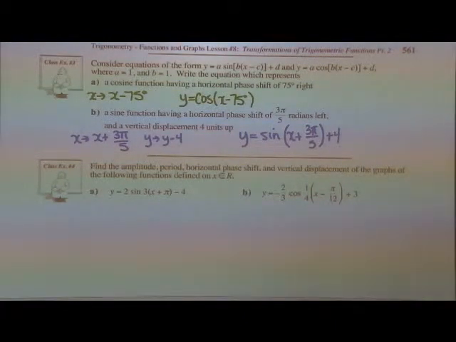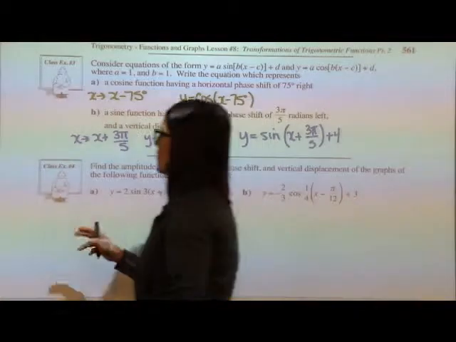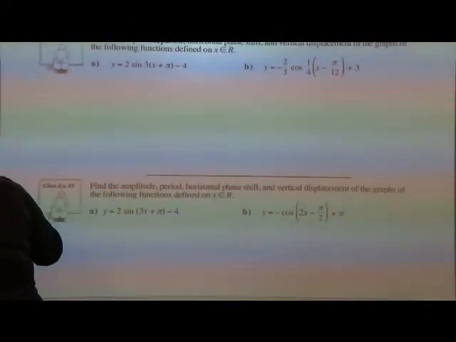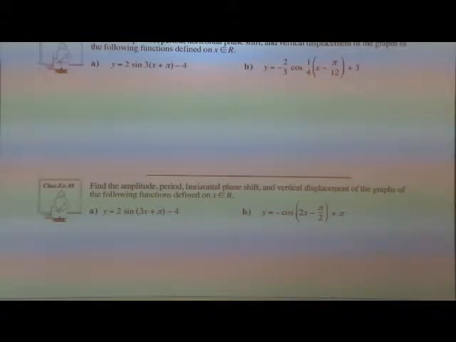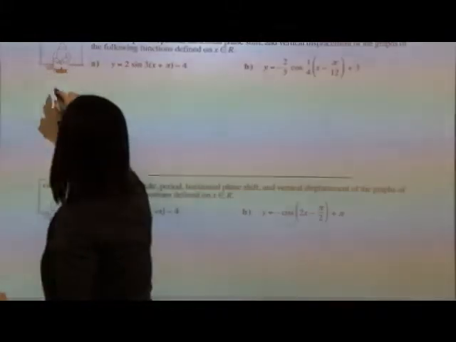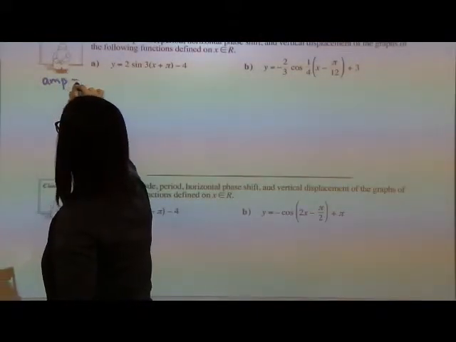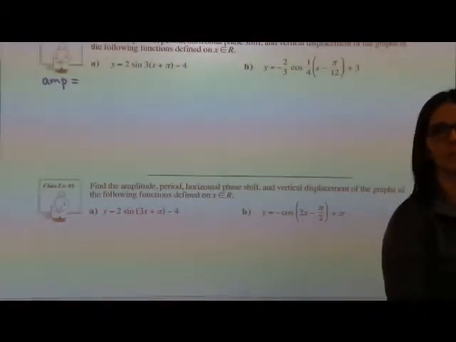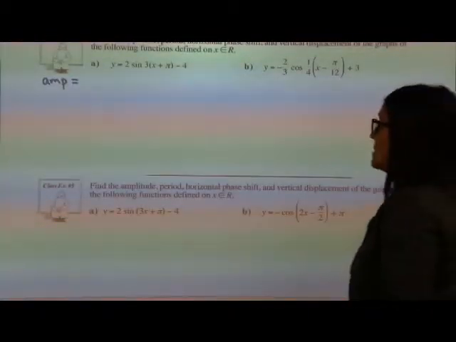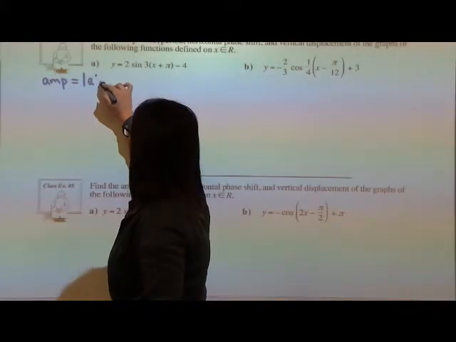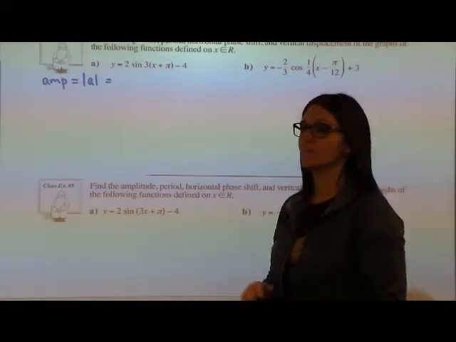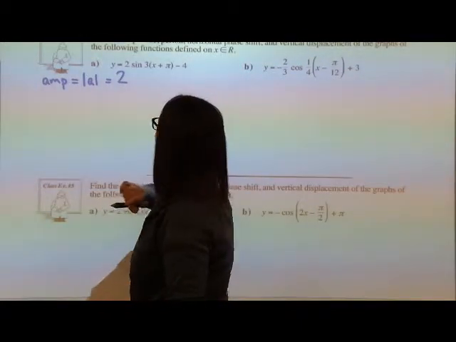Okay, so class example number 4 asks you to find the amplitude, period, horizontal phase shift, and vertical displacement of the following functions defined where x could be a real number. So if I start with amplitude, what allows me to find the amplitude of a function? What value on the equation? The a value. It's the absolute value of a. So what's the amplitude? 2. Okay. The period.